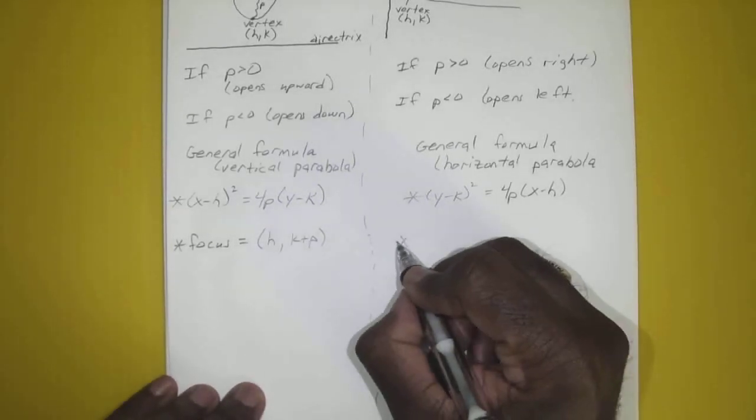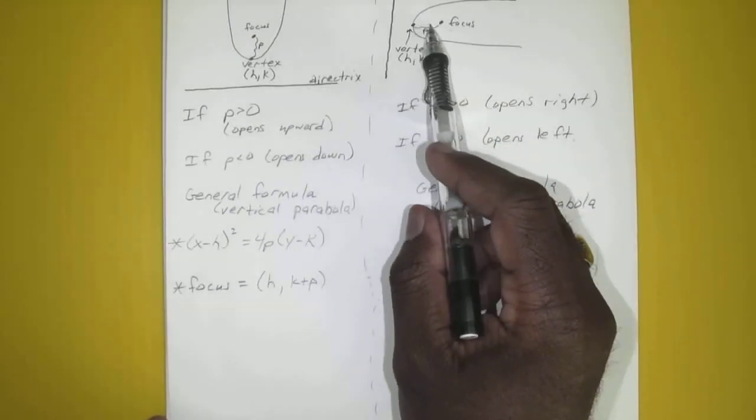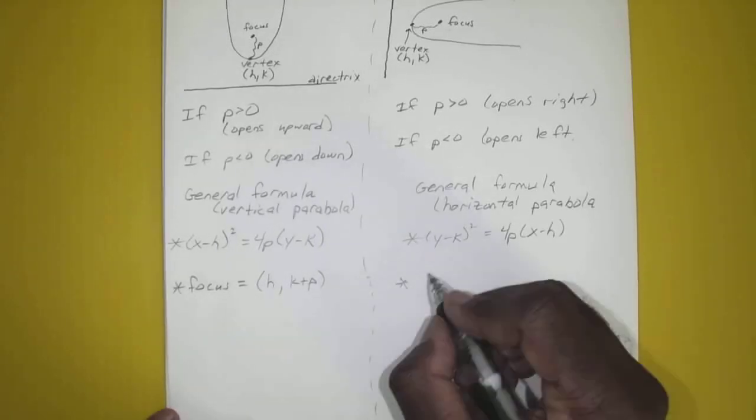Okay. Now your focus, when it's a horizontal, is now your x value would change. So that'll be h plus p, k.